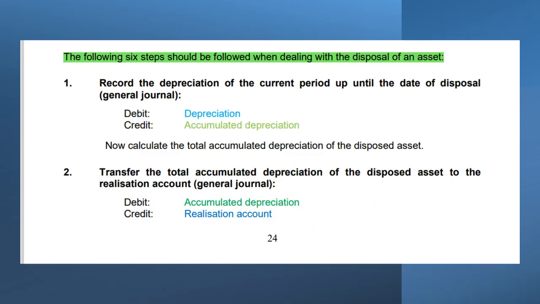So when we deal with the disposal of an asset of our property, plant, and equipment, there are 6 steps that we need to follow all the time, because if you skip any of these steps, you are likely to have incorrect calculations. Number 1, the first step that we need to do is to record the depreciation of the current period up to the date of disposal of that particular asset.